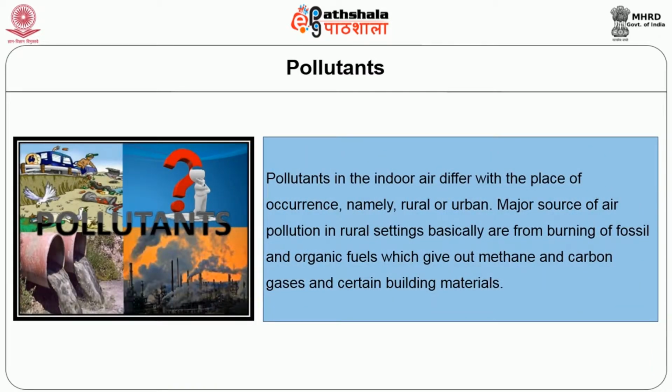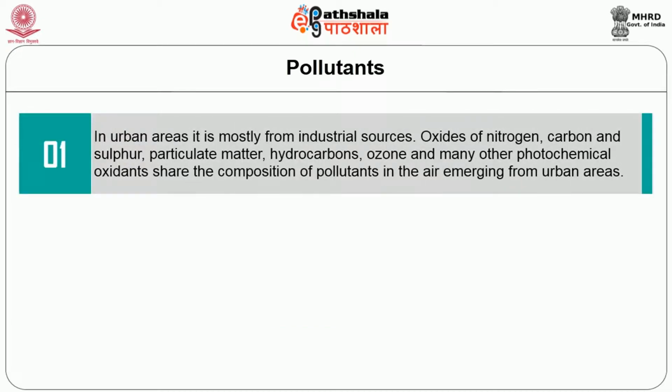Pollutants in the indoor air differ with the place of occurrence, namely rural or urban. Major sources of air pollution in rural settings are basically from burning of fossil fuel and organic fuels, which give out methane and carbon gases, and certain building materials too. In urban areas, it is mostly from industrial sources. Oxides of nitrogen, carbon and sulfur, particulate matter, hydrocarbons, ozone and many other photochemical oxidants share the composition of pollutants in the air emerging from urban areas.